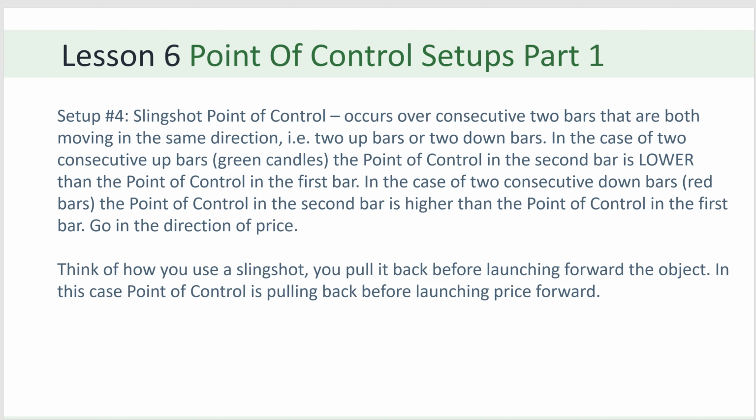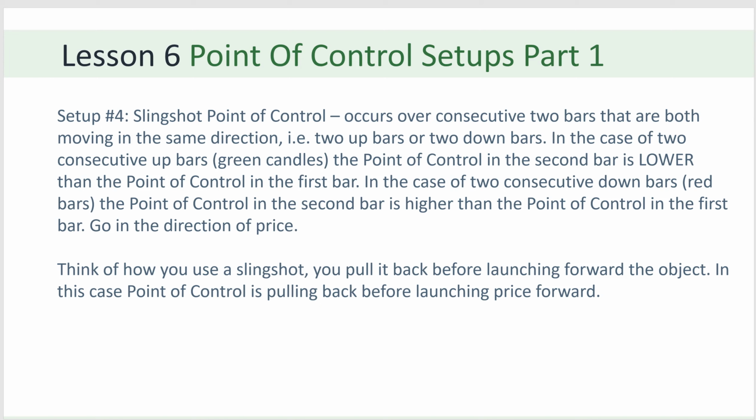So setup number 4 is the slingshot point of control, and this is one that I've only shared with one other person actually, but it's something that I've been using for close to 2 years. And it occurs over 2 consecutive bars that are both moving in the same direction, i.e. 2 up bars or 2 down bars.